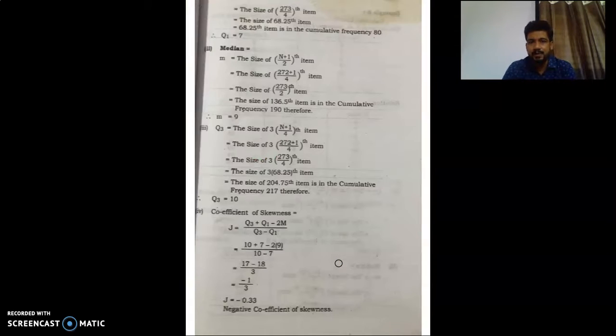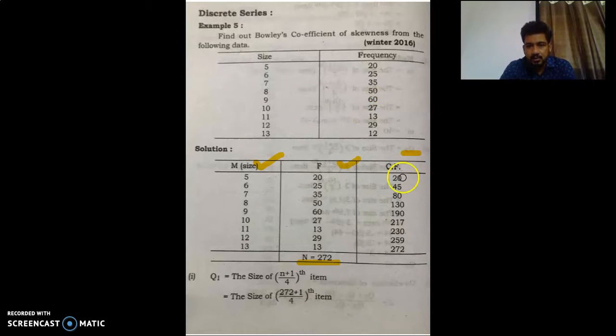We will move to the next page. The size of 273 divided by 4th item, the size of 68.25th item. Now we have to locate that 68.25th item in the cumulative frequency. So we move again to the first page. The 68.25th item will be in the cumulative frequency of 80.